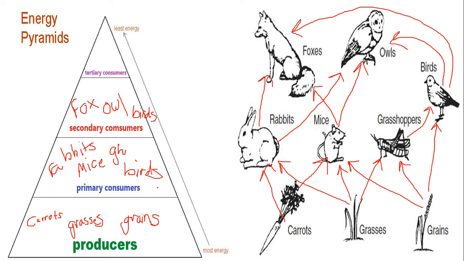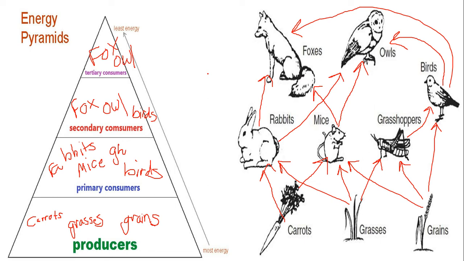Do you see how birds appear in two different levels? It can, depending on what it's eating and where it eats in the food chain. Now, tertiary consumers are only things that eat the secondary consumers. Nothing eats the fox, nothing eats the owl, but the birds are eaten by the fox and the owl. See how they are in two different levels at the same time? Because it just depends on where they eat in their food chain.